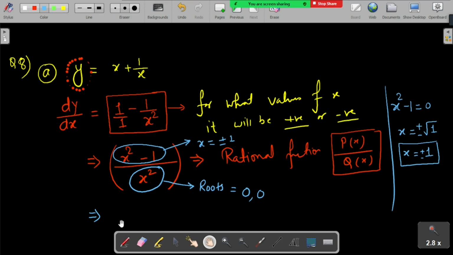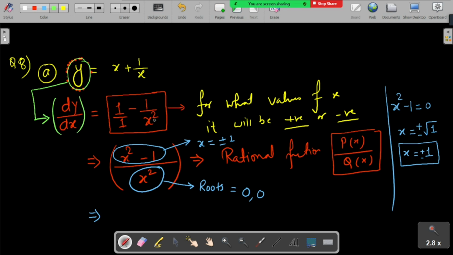So in question number 8a, we have a function y equals x plus 1 by x. We have to find in which domain, or for what values of x, this y will be increasing or this y will be decreasing. So to get increasing or decreasing, we first of all get its differentiation, that is dy upon dx.